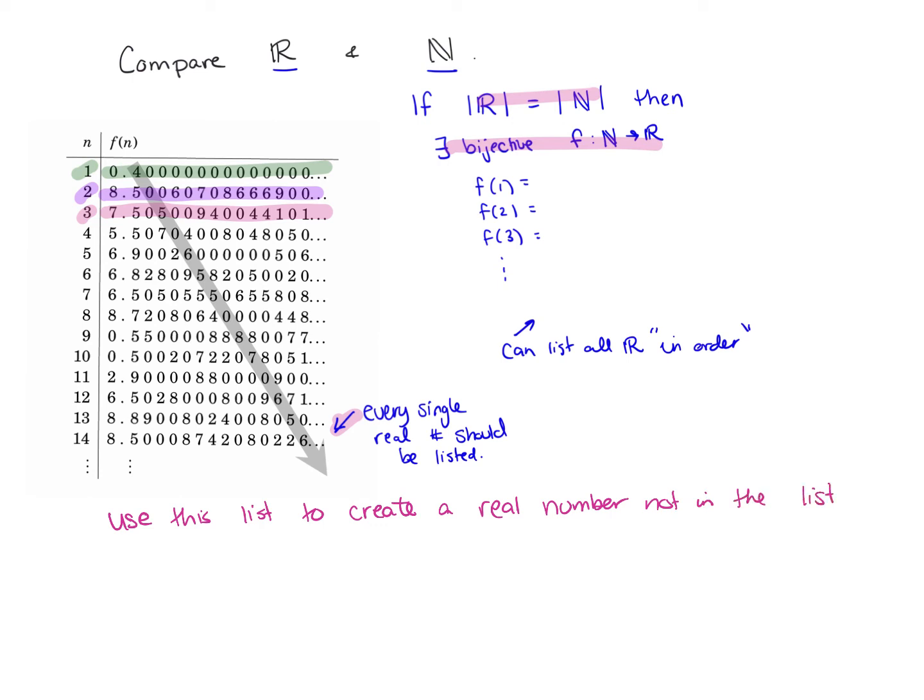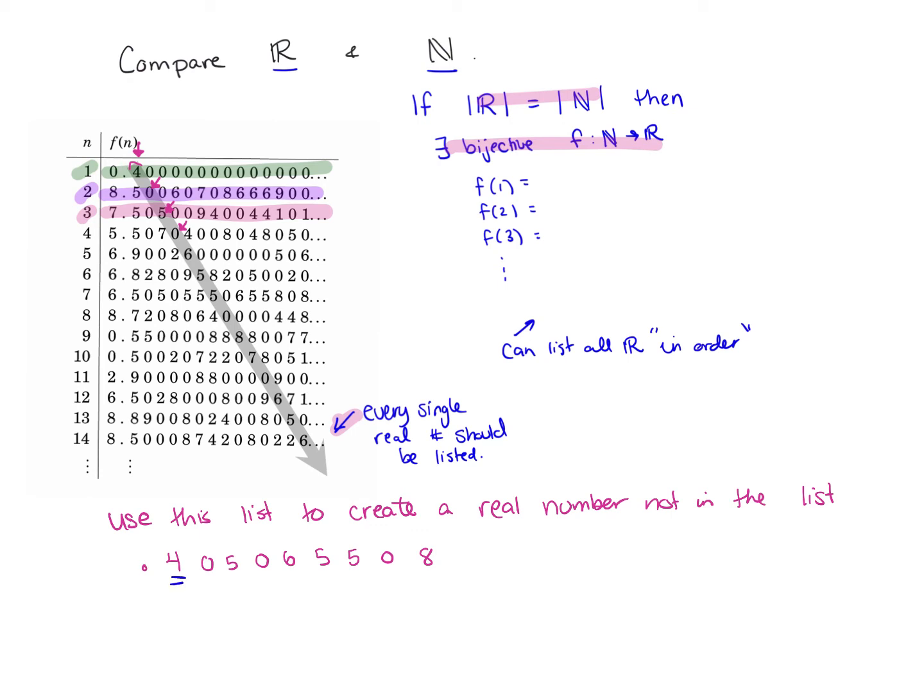So how do I do that? I'm going to go along the diagonal here. I'm going to take the first decimal point from my first number, the second decimal point from my second number, the third decimal point from my third number, and so forth. So I'm just going to list those out. This is not the number I'm creating. This is a different number. But I'm just going to list out those decimal places along that diagonal. And then I'm going to follow this pattern to create a new number.